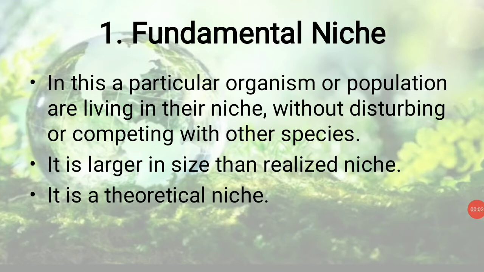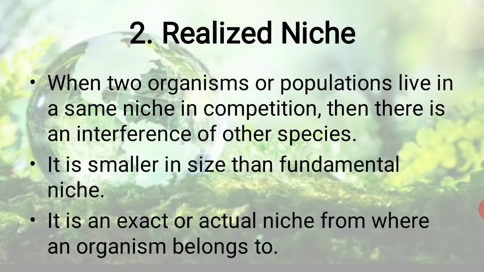In a fundamental niche, a particular organism or population is living in its niche without disturbing or competing with other species. So there is no interference of other species. It is larger in size than the realized niche, which you will understand later. But it is a theoretical niche. So it is impossible in the real world, because interference and competition are very common and natural processes in the real world, isn't it?